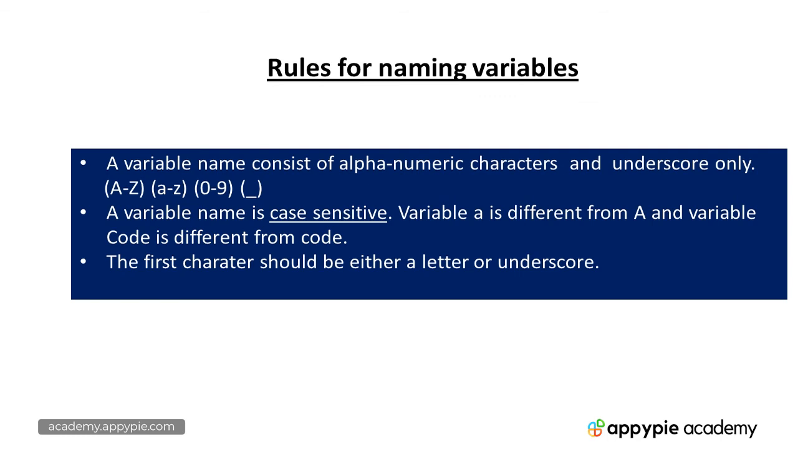Now, the next rule is the first character should be either a letter or underscore. The first letter cannot be a number. I mean to say, I cannot have a variable like 1ABC. Yes, it could be ABC1.